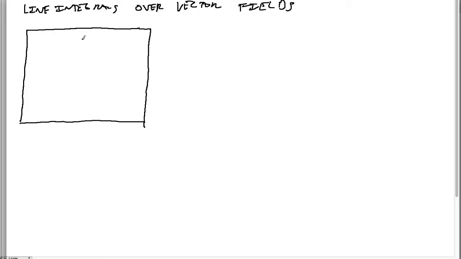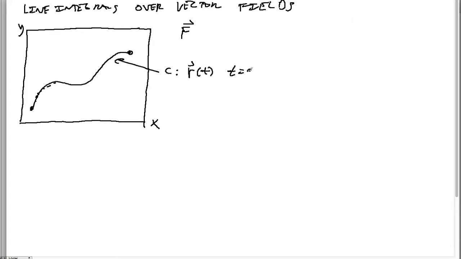And there'll be a vector field on it, and then we're also going to put a path like so. So we're going to have a curve here, C, and it's defined as r of t, the vector of all the points in the xy plane, from t equals a to t equals b. Down here we'll have t equals a, for instance, and up there t is equal to b.